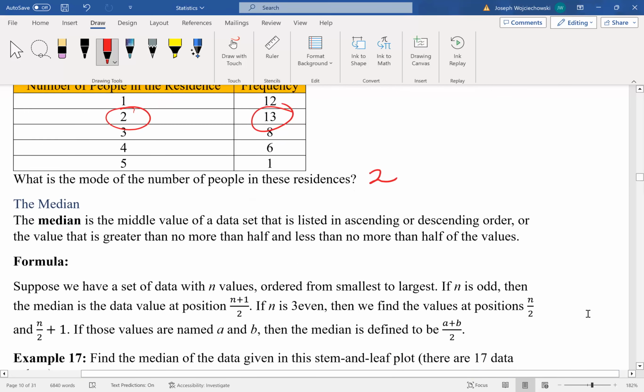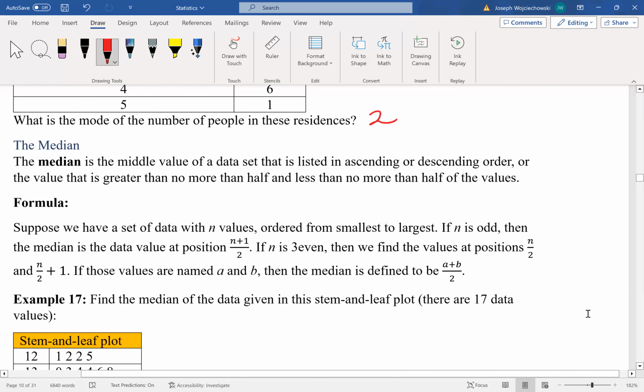Next, we have the median. The median is the middle value of a data set that is listed in ascending or descending order. My recommendation is to follow the practice of putting them in ascending order, smallest to largest. It becomes necessary later, so getting in the habit of doing so will make it easier later. The median is the value that is greater than no more than 1/2 and less than no more than 1/2 of the values. In other words, the middle value.